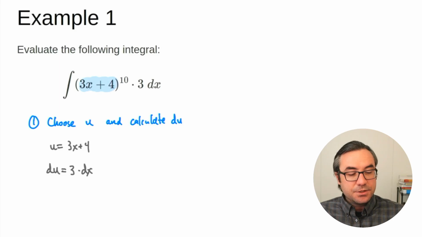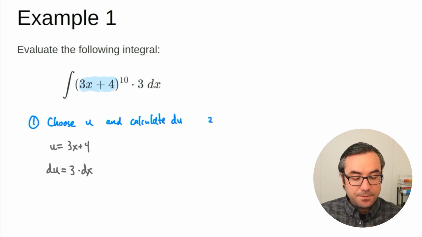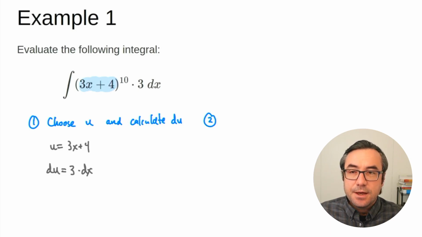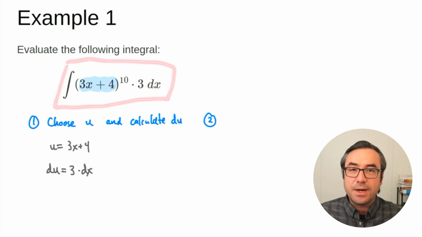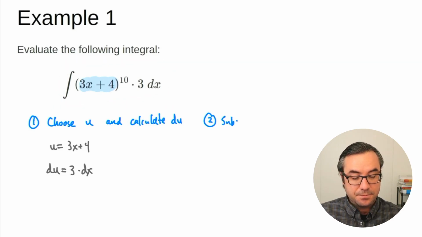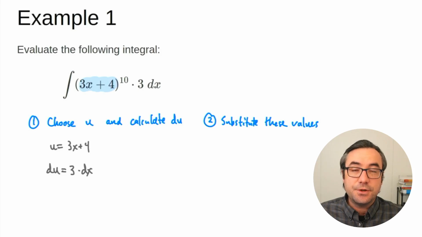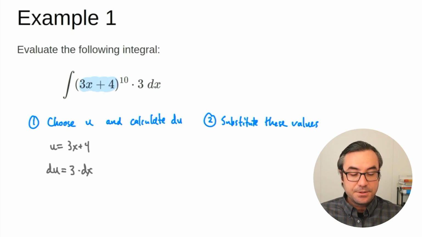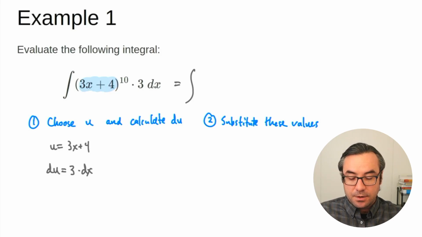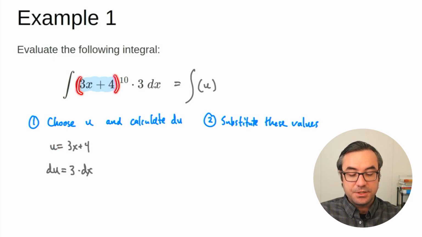All right. So the next step is we basically want to plug everything in. We want to substitute everything in. So we want to substitute these values. We want to plug in our choice for u and what we calculated for du. So let's look at how this is going to work. All right, so this 3x plus 4. Well, instead of 3x plus 4, let's change that to a u. So we're going to have u. You can still write the parentheses if you want. And then this is raised to the power 10.